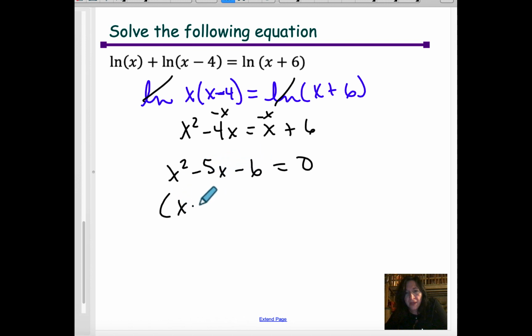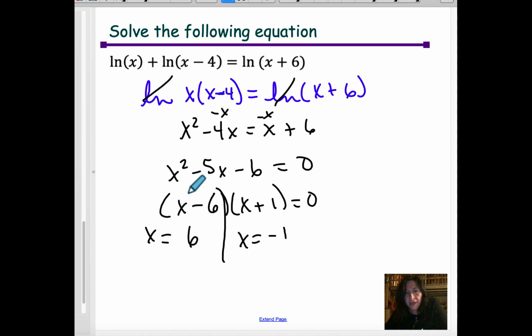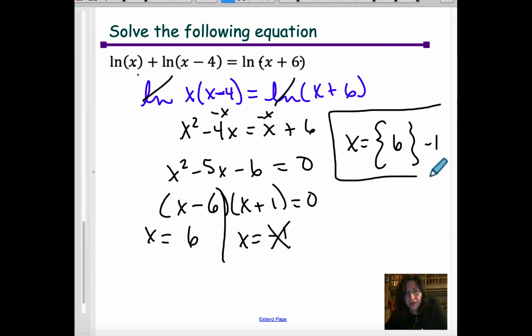We're going to get x minus 6 times x plus 1, and I'm going to get x equals negative 1, and x equals 6. I need to make sure that both of these solutions work. 6 works. 6 minus 4 is 2, 6 plus 6 is 12. Works. Negative 1, negative's out. Boom. So my solution is going to be 6, and negative 1 is extraneous, so that's out.